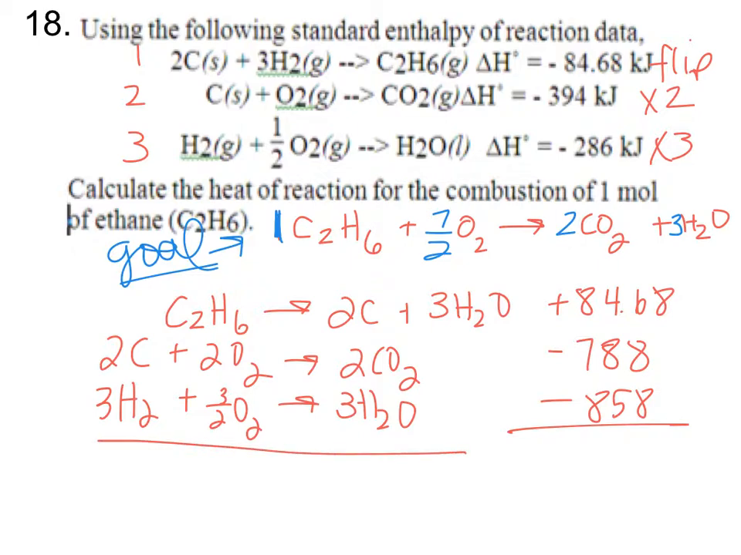Now before I total up, I need to verify. Don't be like assuming it's going to cancel out. I need you guys to write the new equation that you found and make sure it matches the goal. So my C's do cancel. My H2s should cancel. Did I forget an H2 somewhere?